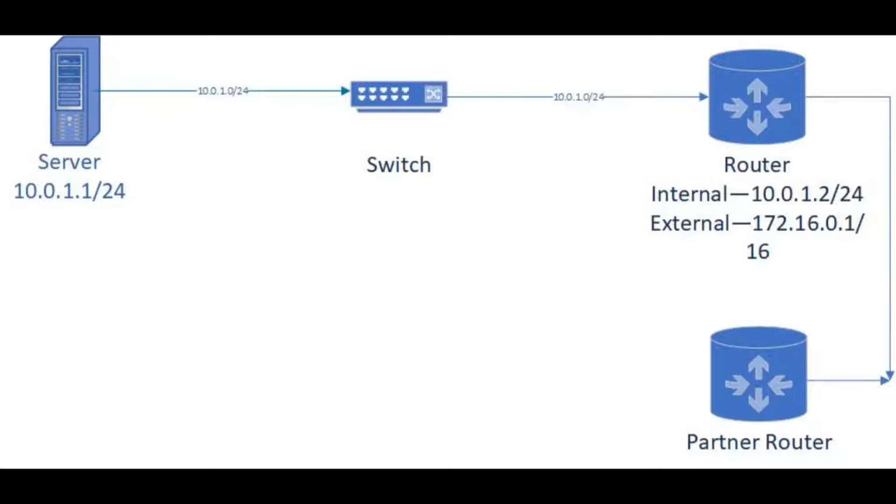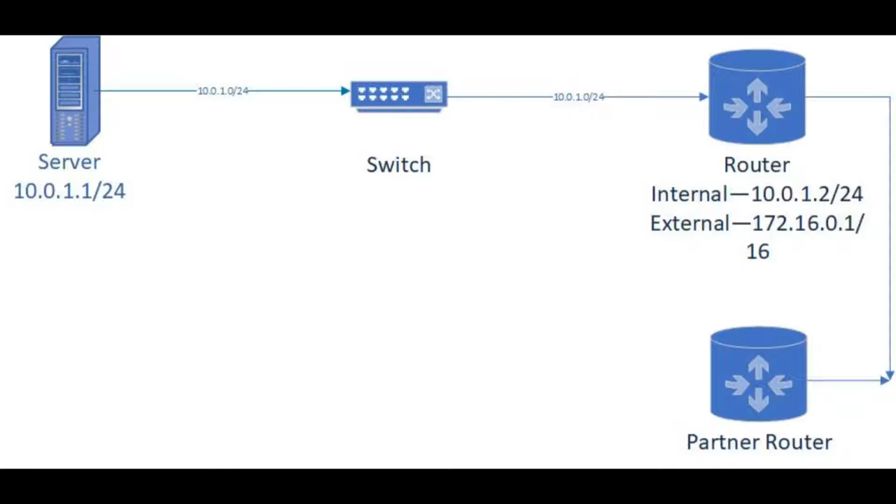Then we had that server plugged into a switch. Then from the switch, we had it plugged into a router. The internal interface was fast Ethernet 0/1. That interface's IP address was 10.0.1.2.